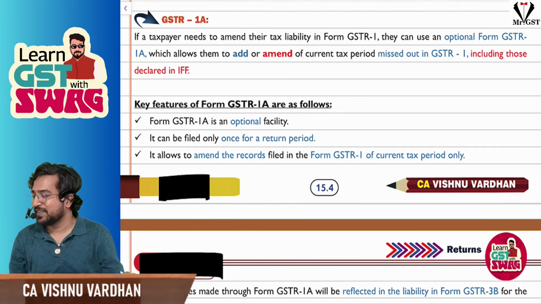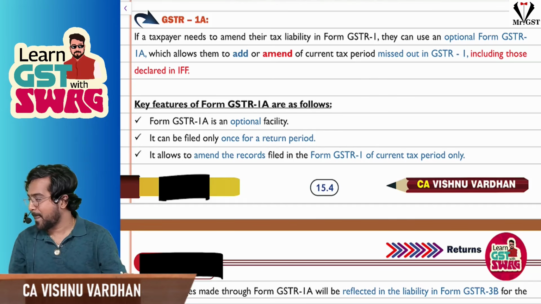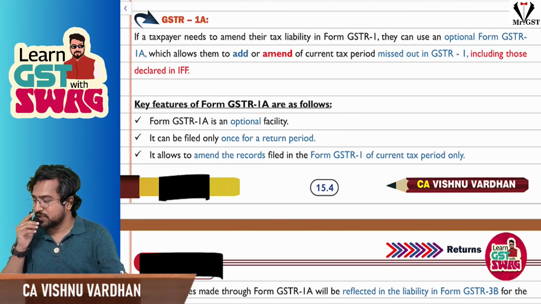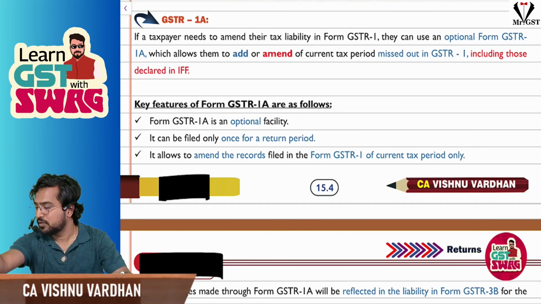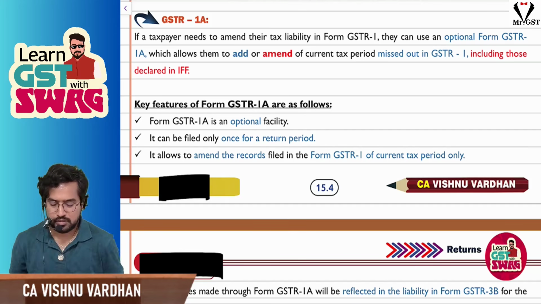Yes. Read GSTR 1A. Online fellows, after finishing it, send a message in the chat box. Yes. Done reading, ma, GSTR 1A. Online fellows, send me some hearts.